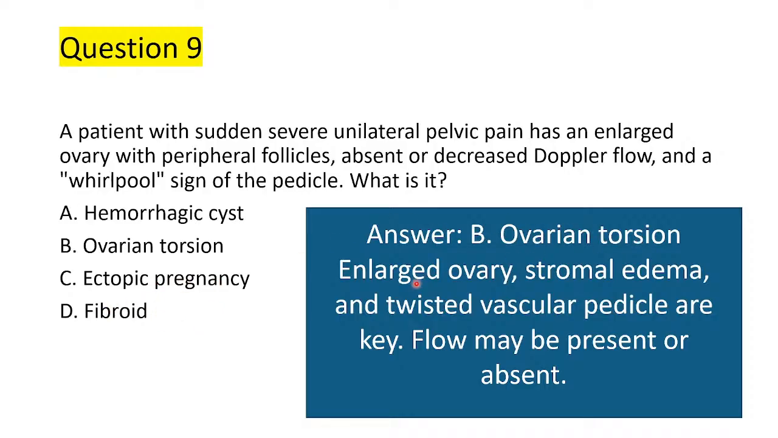Ovarian torsion, which presents as an enlarged ovary with stromal edema. A twisted vascular pedicle is a key finding. Flow may be present or absent.